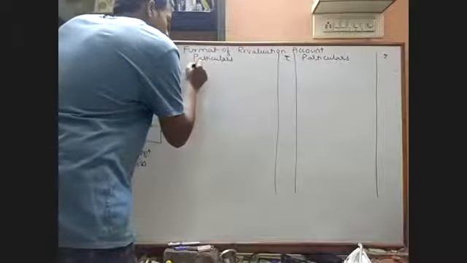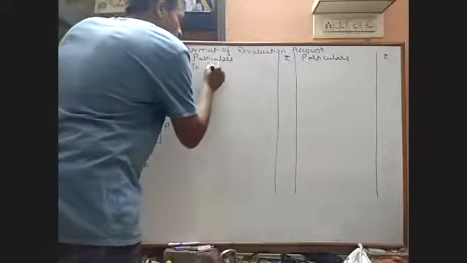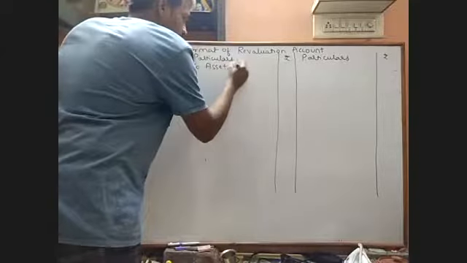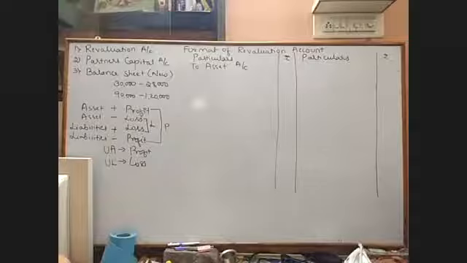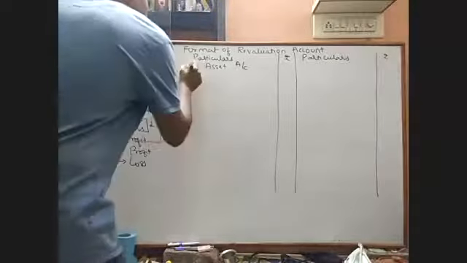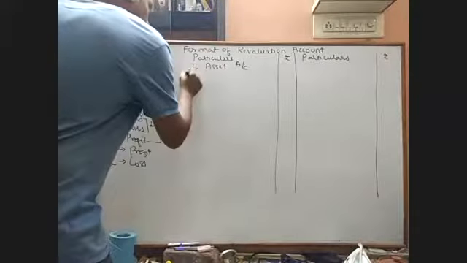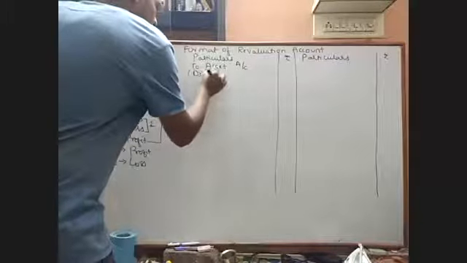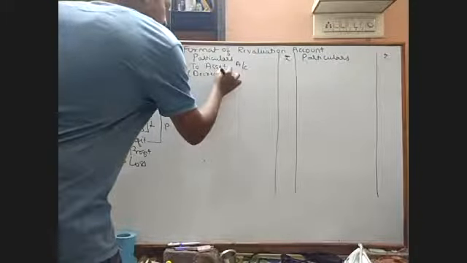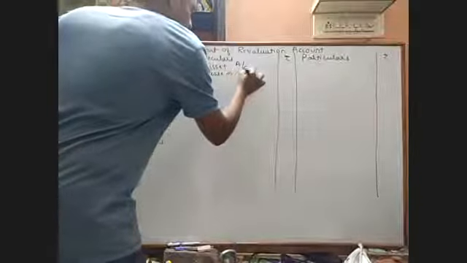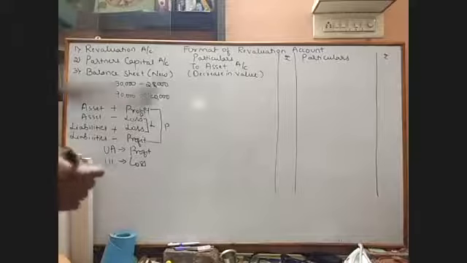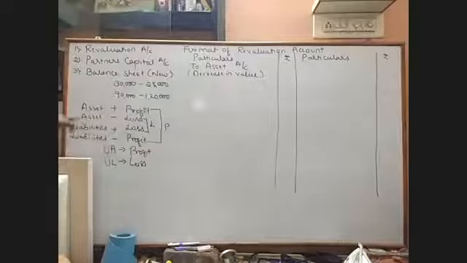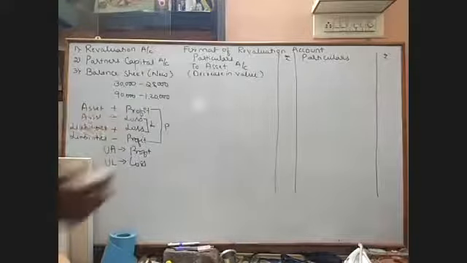Okay, now first I come to the loss side, and first I write: to asset account. In brackets I write: decrease in value. You can see it is the loss side, when an asset comes on the loss side, when it is a decrease.